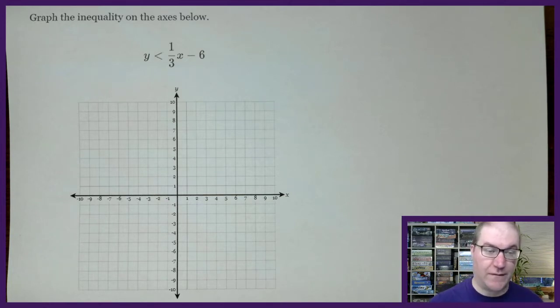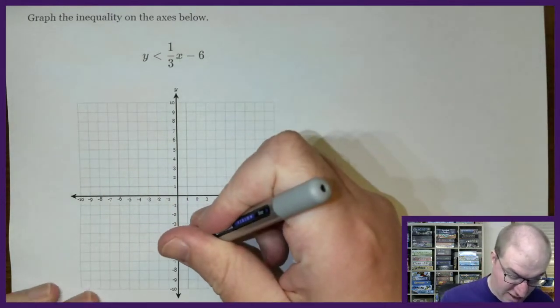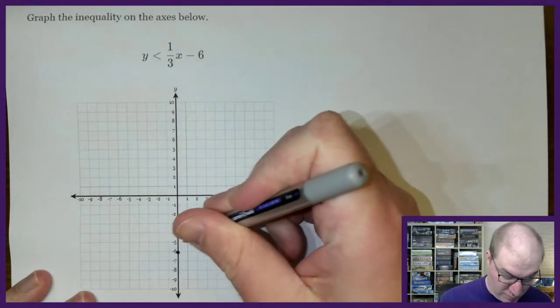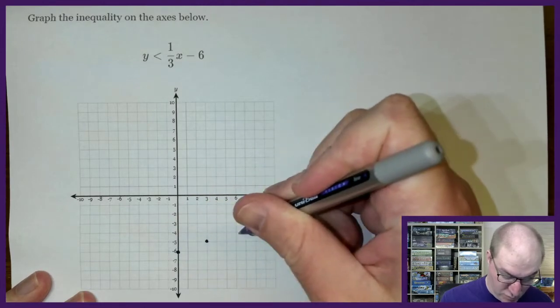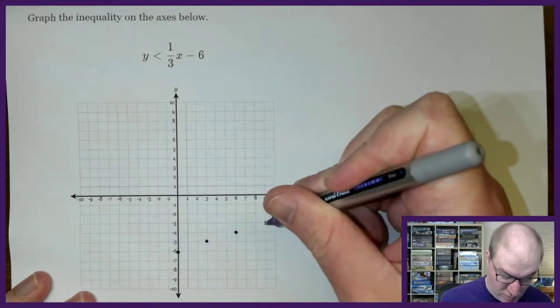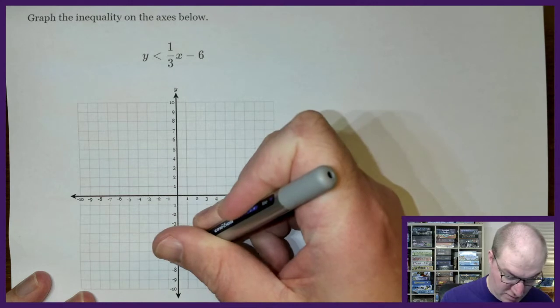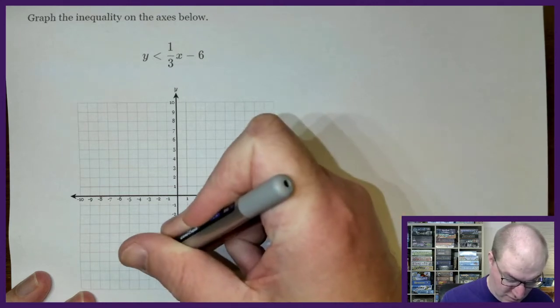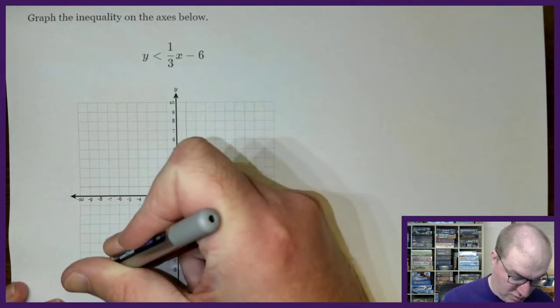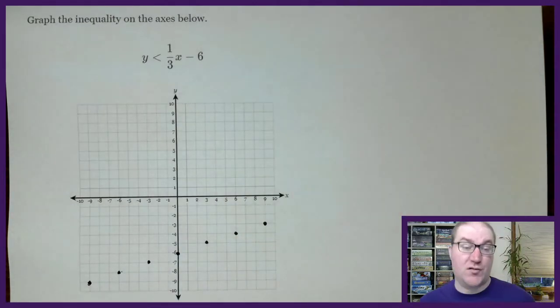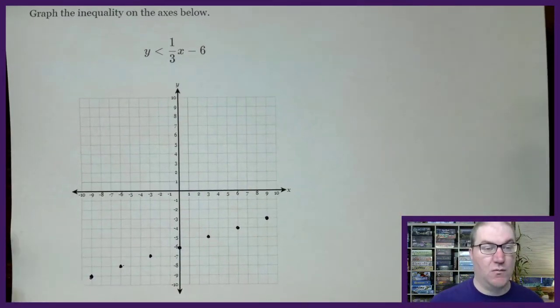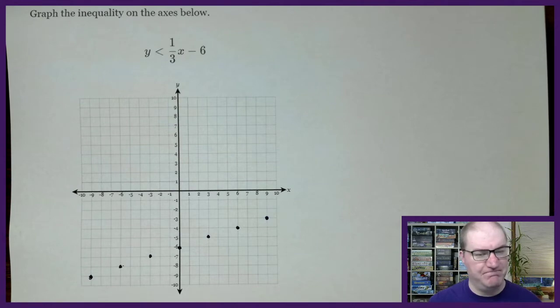So to graph this, I would just go to the y-intercept of -6 and use a slope of 1/3, up 1 over 3, up 1 over 3, up 1 over 3, and then go this way, down 1 over 3, down 1 over 3, down 1 over 3. Those are all my points. I'm about to make the line, but this one's different.